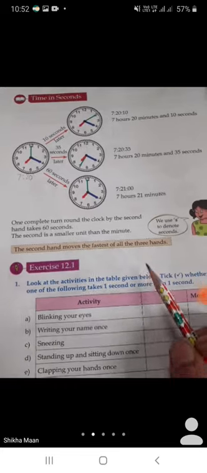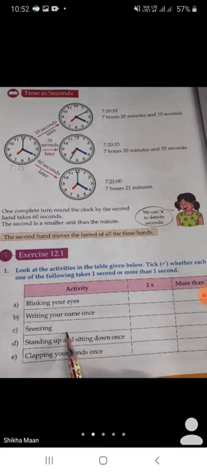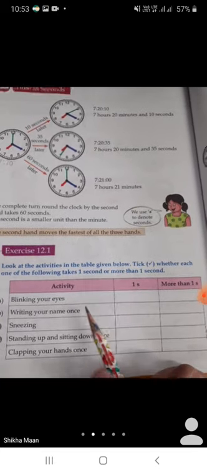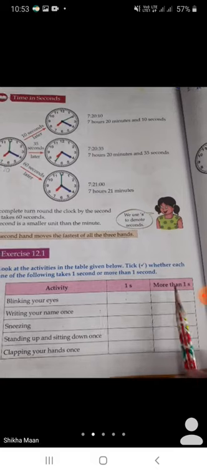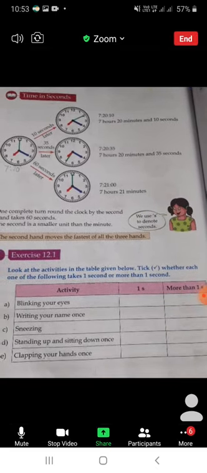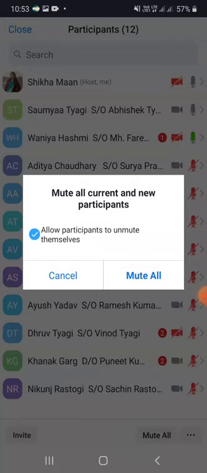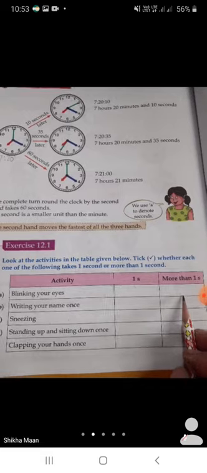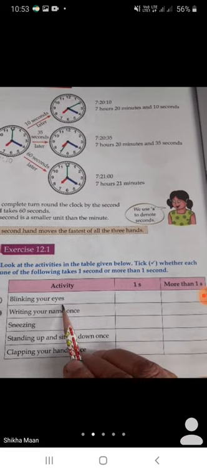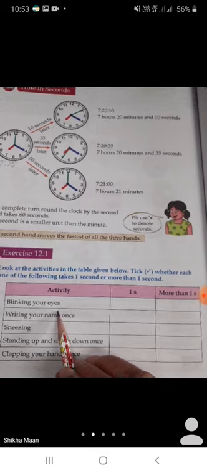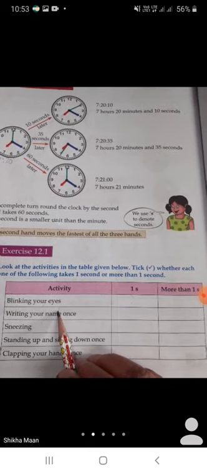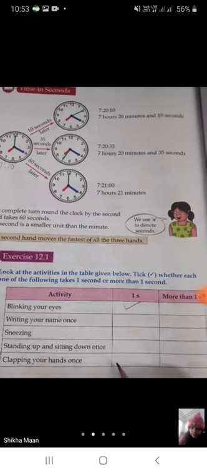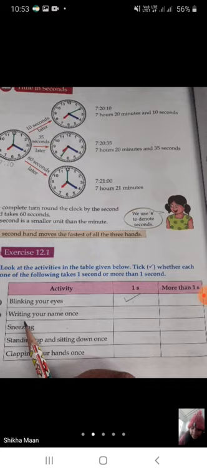Okay. Now we have to do this exercise. You have to tick whether you will take only 1 second to do this activity or more than 1 second. Blinking your eyes. आपके आई ब्लिंक करने में कितना टाइम लगता है? Yes, 1 second. Very good, Soumya, Dhruv, Khanak, Vanya.